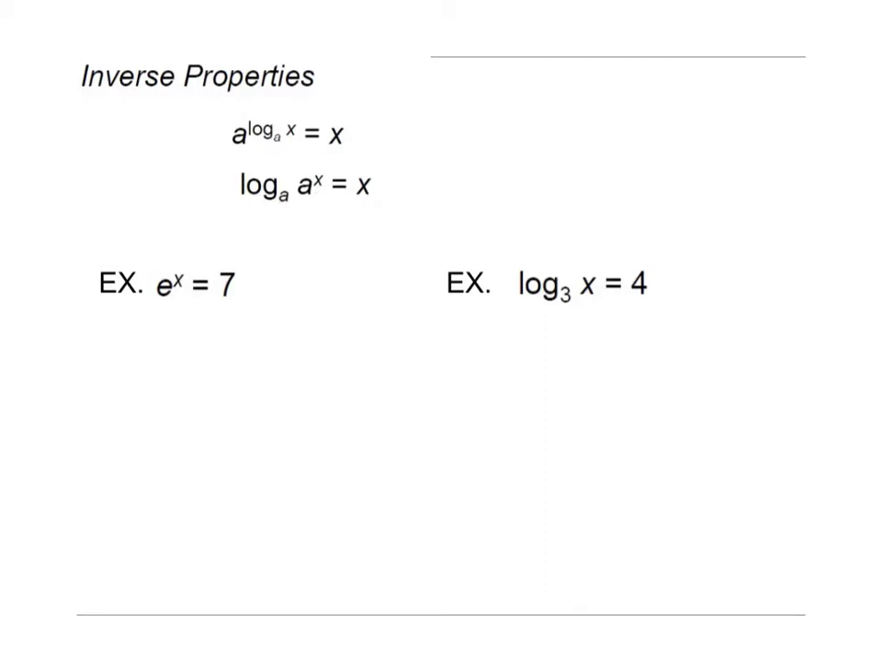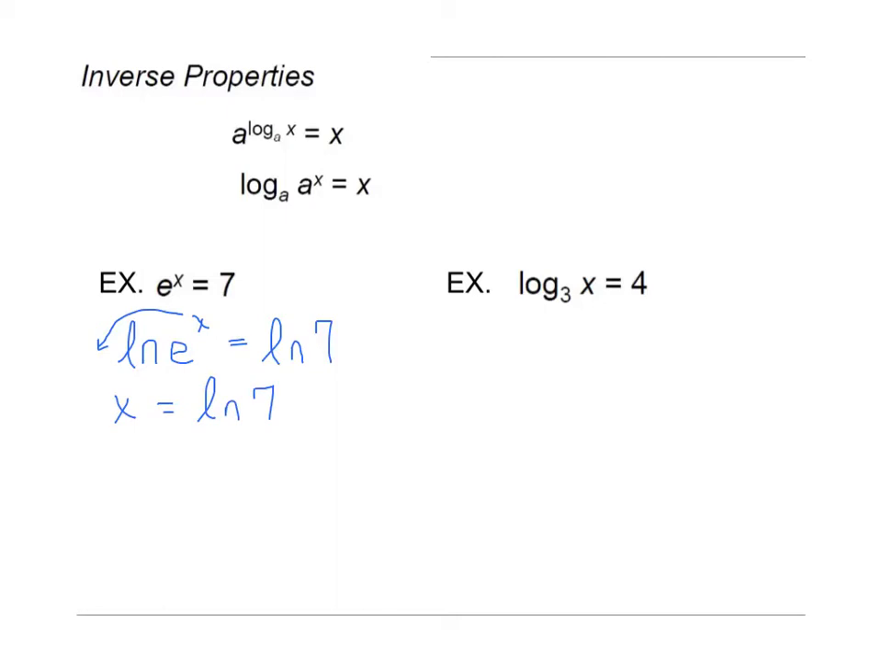So we have e to the x equals 7. So I'm going to do the inverse operation, and I'm going to natural log both sides. Using the power rule, the x will come in front. Natural log of e is just 1. And so x is going to equal the natural log of 7.